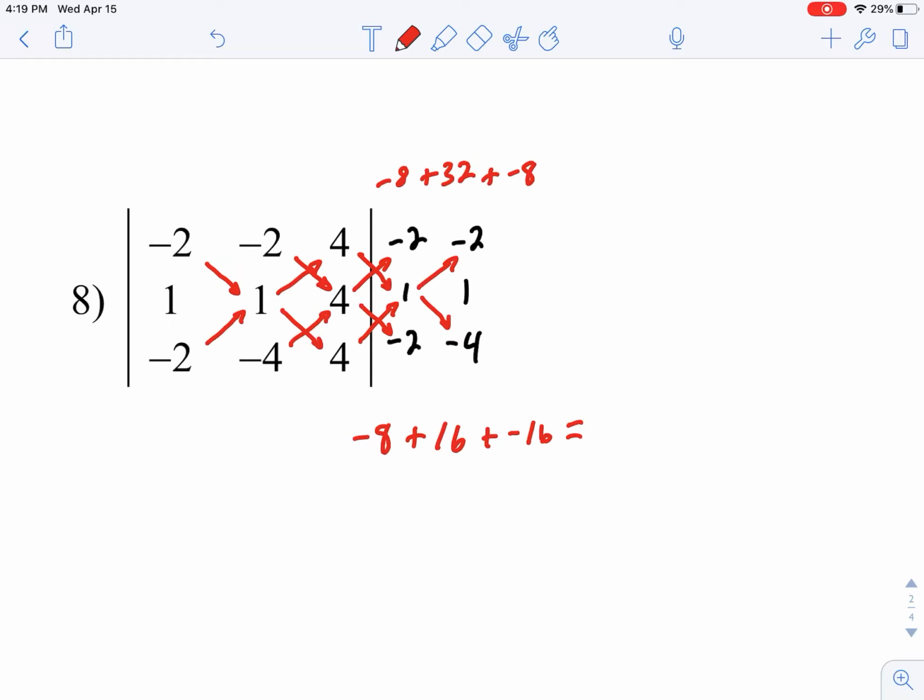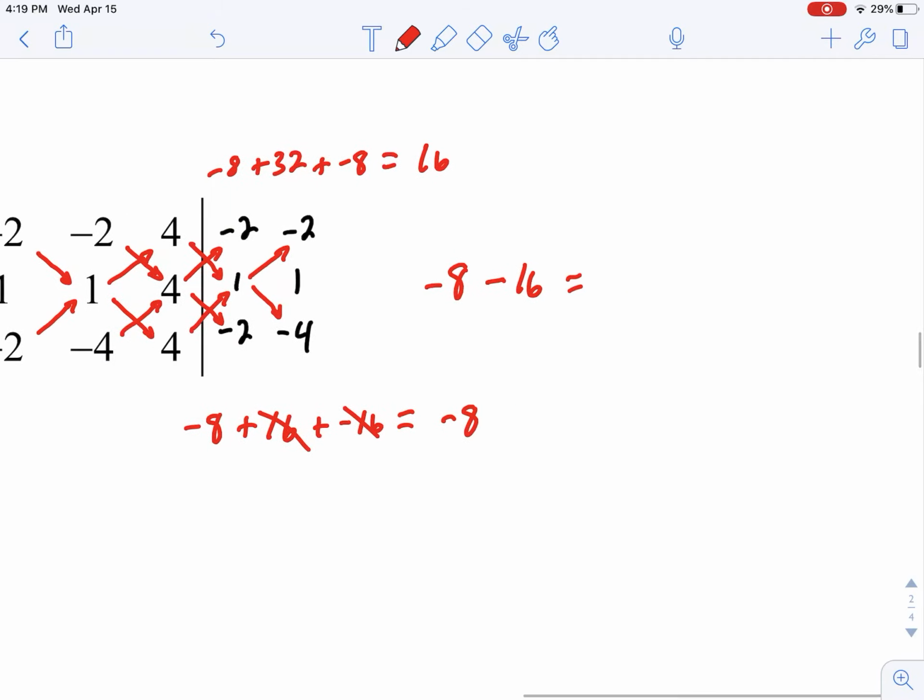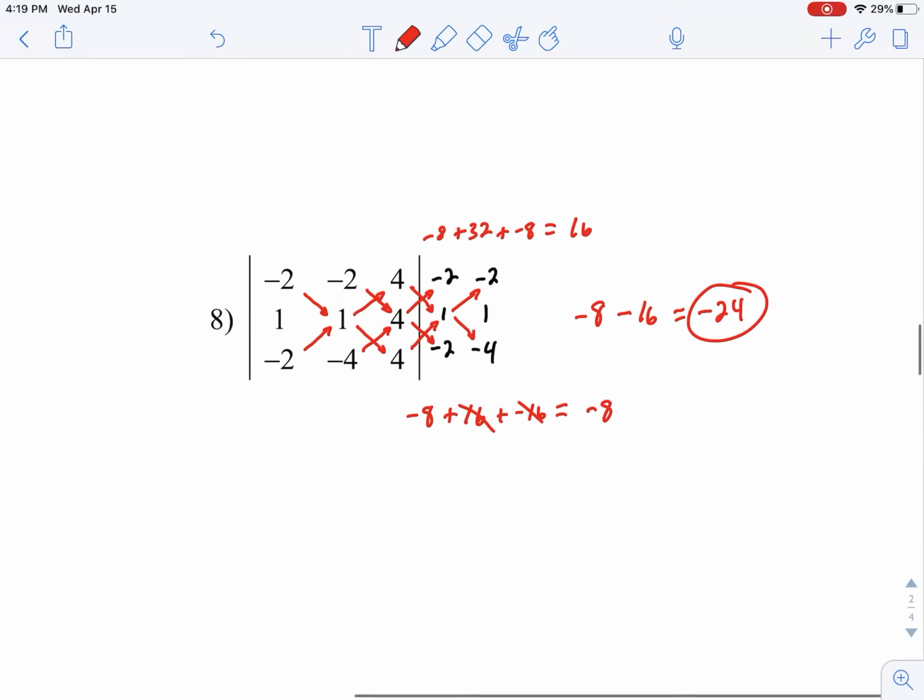Okay, so if I add these up, well, luckily those cancel out. I get negative 8. If I add these up, negative 8 plus 32 is positive 24. 24 plus negative 8 is 16. Bottom minus top. Negative 8 minus 16 is negative 24. Let's see if that's right.